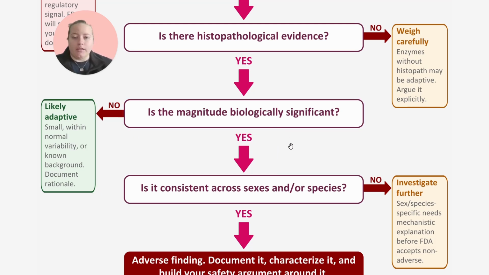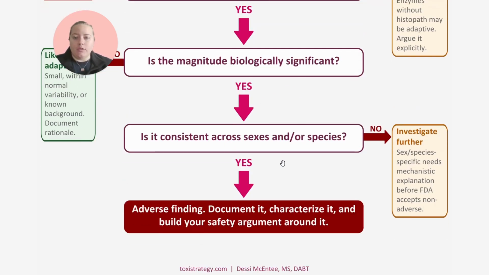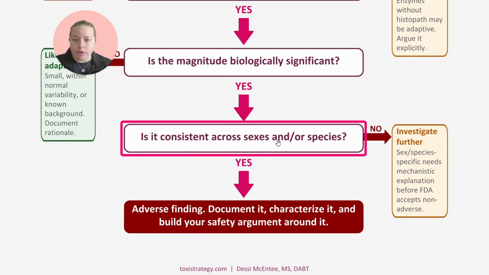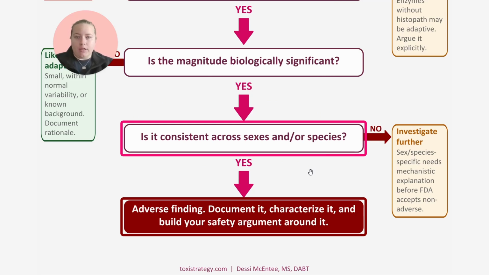Is the magnitude of the finding biologically significant? Let's say yes, it is. We'll go down to the last one. Is it consistent across sexes and or species? This is a big one. This is probably one of the most major ones, aside from a dose response and or correlation. If it's not consistent across sexes or species, then you can do a little bit more investigation. It could be species specific, it could be sex specific, it could be exposure differences that are causing this. However, if it is consistent across sexes and species, that's a big indicator that it's an adverse effect, that it is going to be translatable to humans.